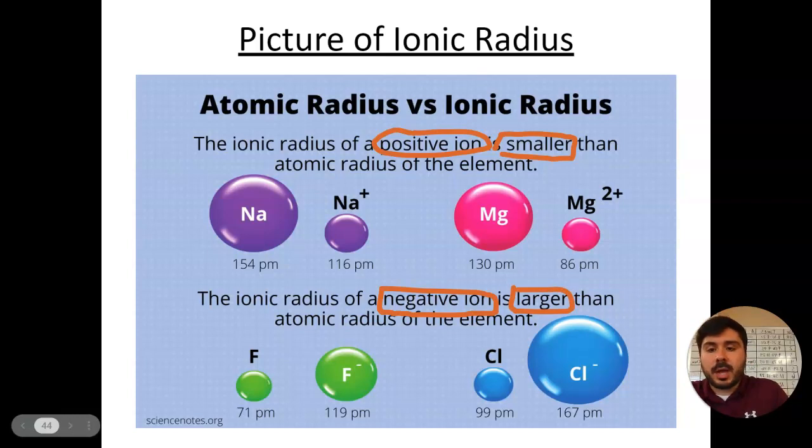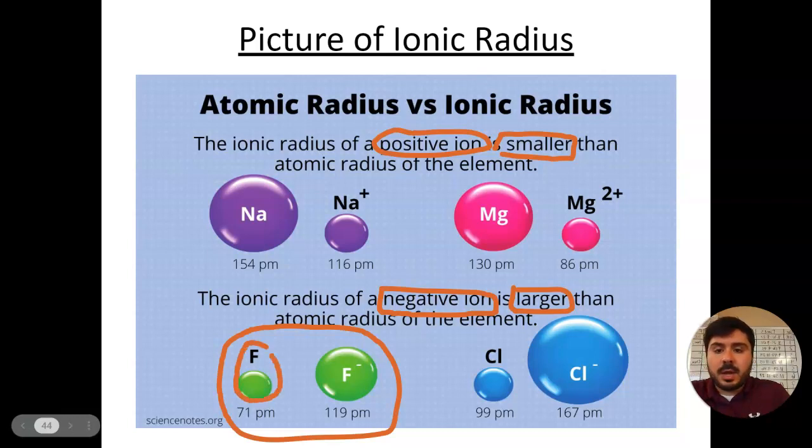So if we compare, looking at our example of fluorine, this right here on the left is an atom of fluorine. The 71 pm, picometers, is the atomic radius of a fluorine atom. But since fluorine ends up becoming a negative ion, and negative ions end up being larger, this sphere here represents a much larger negative ion of fluorine. And you can very clearly see that negative ion right there.